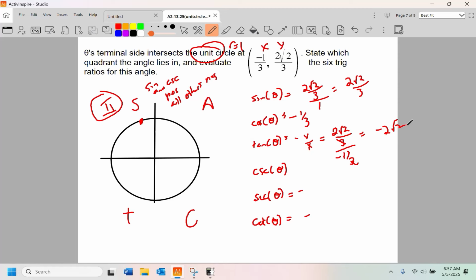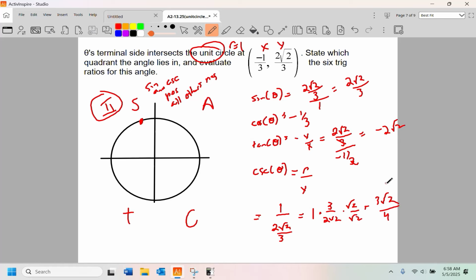Cosecant's going to make you work for it, okay? I probably need to erase some paper here so I can have some room. Cosecant is going to be r over y, so I'm going to have 1 over 2 root 2 over 3. Now flipping this, I get 1 times 3 over 2 root 2. Cleaning this up, I get 3 root 2 over 2 times 2, which is 4. I told you cosecant is going to make you work for it a little bit. Secant's going to be easy. Secant is 1 over this one, it's the reciprocal, it's negative 3.